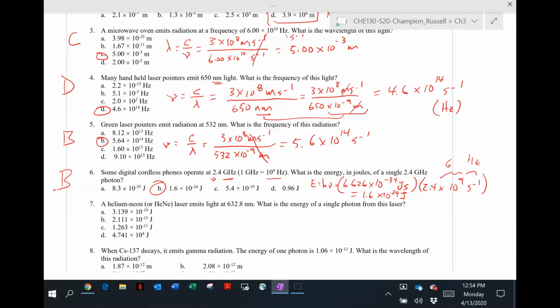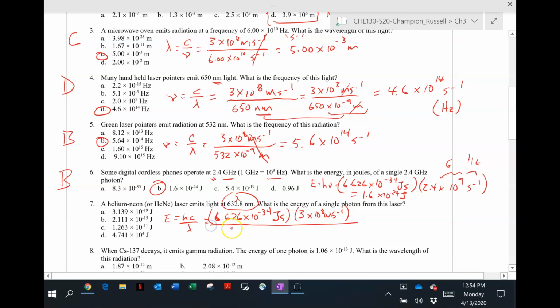Similar problem now, except we have wavelengths, so we're going to use E equals hc over lambda because we're given lambda right here. So that's going to be 6.626 times 10 to the negative 34th joule seconds times 3 times 10 to the 8th meters seconds to the minus 1 divided by 632.8 times 10 to the negative 9th meters. That's where nanometers. Meters cancels out here. Seconds and seconds to the minus 1 cancel out there. We wind up with joules.